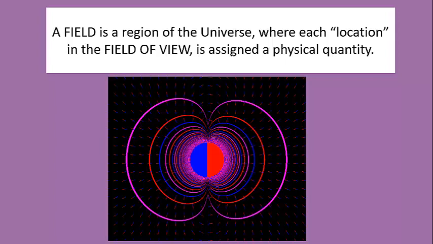So I'm generalizing: a region of the universe, large scale or small, where each location in the field of view is assigned a physical quantity. That is my only criteria for calling something a field. If you can assign a value, a quantity, a number to each location in space in the field of view that you're looking at, then I call that diagram a field. A field is a map, a graph, a diagram, a picture, a figure, where each point is assigned a physical value, a physical quantity. So that's my starting point for talking about fields.